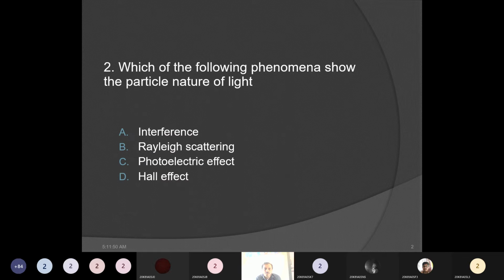Which of the following phenomena show the particle nature of light? We already discussed some phenomena, and some of them explain the particle nature of light. Which phenomenon? Interference? Photoelectric effect, sir. Yes, the photoelectric effect. Very good.